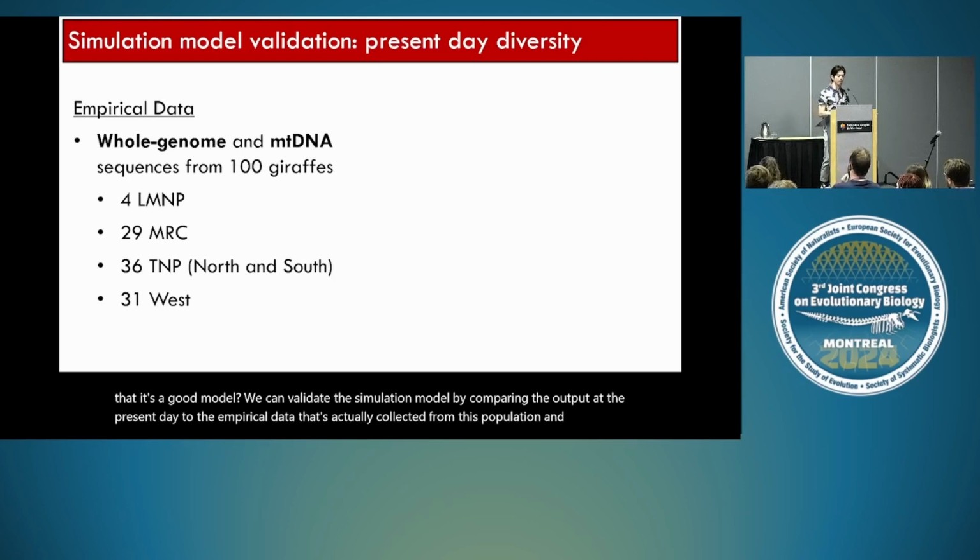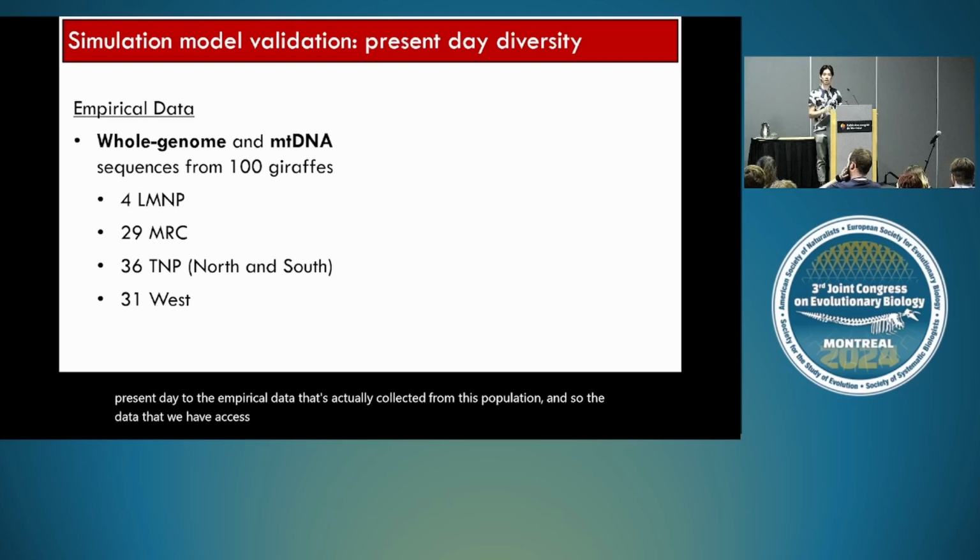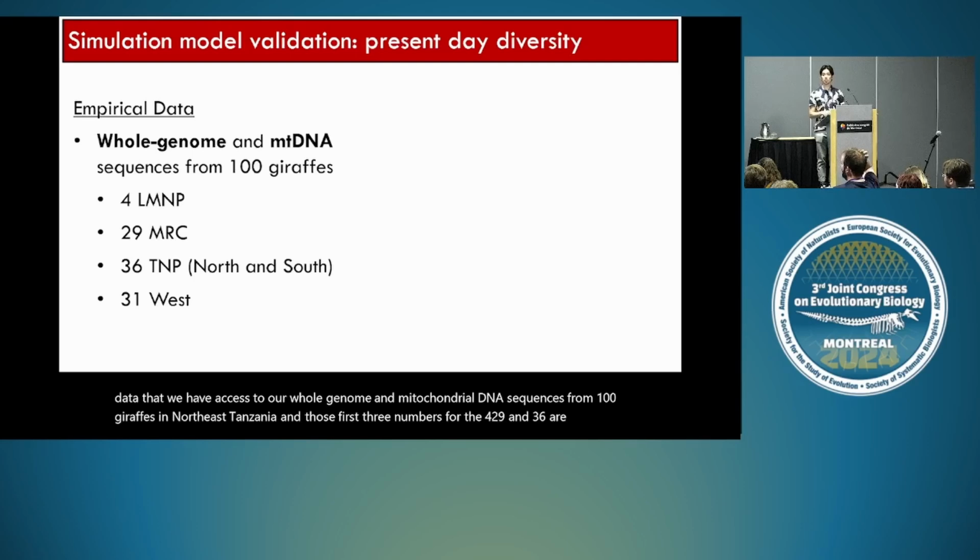The data that we have access to are whole genome and mitochondrial DNA sequences from 100 giraffes in northeast Tanzania. Those first 3 numbers, the 4, 29, and 36, are from the eastern ecosystem, and the remaining 31 are from the west.